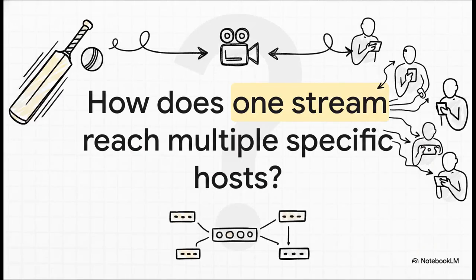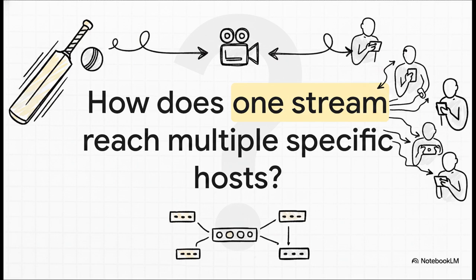Okay, picture this for a second. You are broadcasting a massive live cricket match, or maybe streaming a crystal clear high-definition video to thousands of users all across the country. Now, if your poor server had to send a completely separate data stream to every single viewer, one by one, your network would absolutely crash under that immense load. There's just no way. So, how do networks actually pull this off?